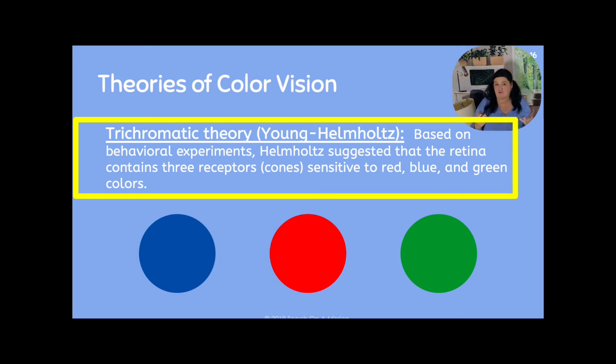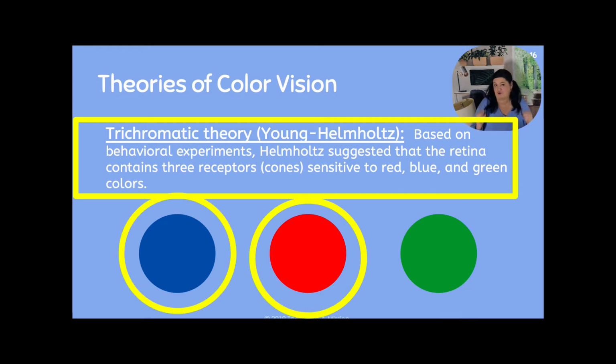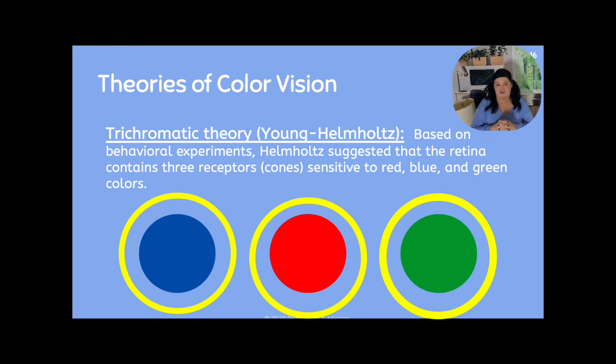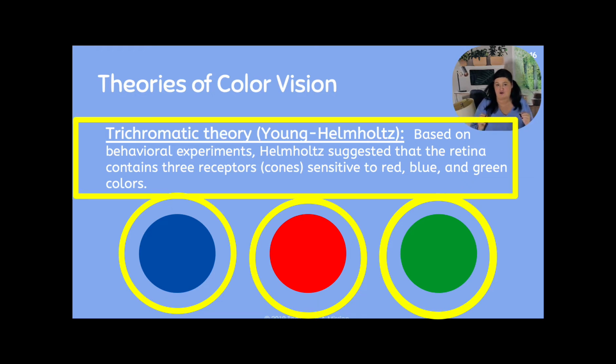Our cones, which are the ones that are sensitive to different colors, right? Some of the cones are receptive more to red, and some of the cones are more receptive to blue. Some of them are more receptive to green. These are the three separate cones, okay? So each of those cones are going to be receptive to one of these three colors.